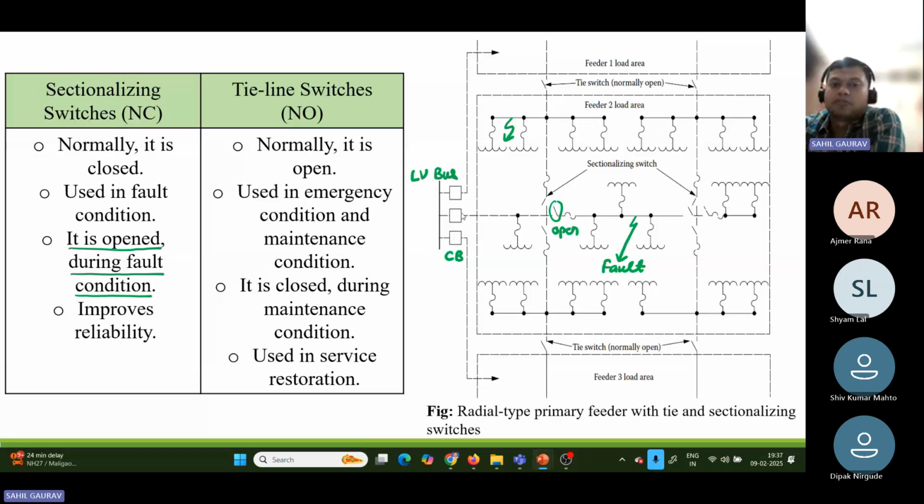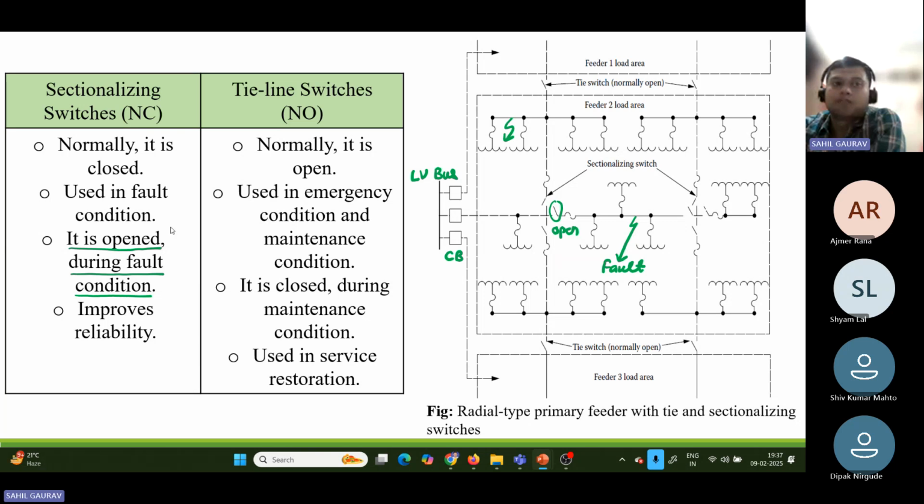So it is closed during the maintenance condition. Suppose this feeder is not providing the power because maintenance is going on. In that case, it is used in service restoration, meaning you can take the power from the other feeder area by closing the tie line switch. So don't misunderstand this.